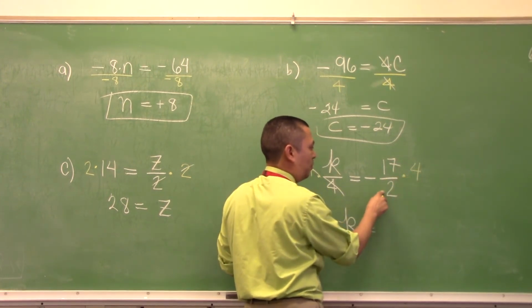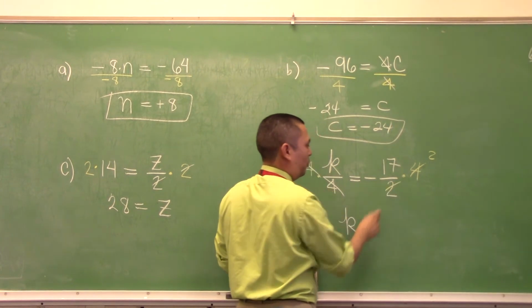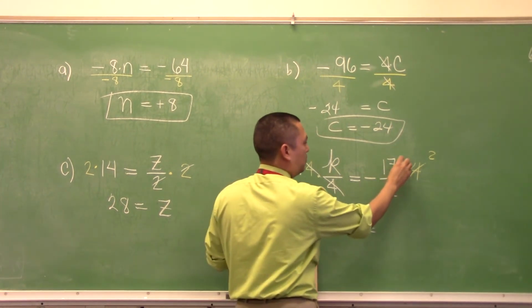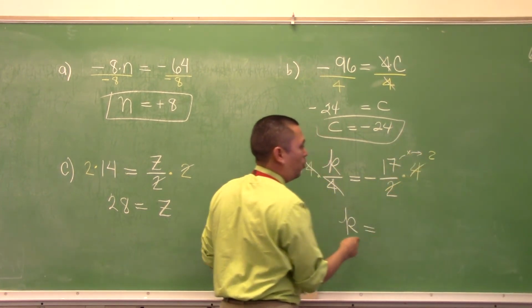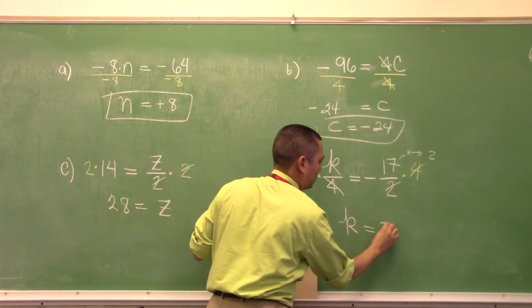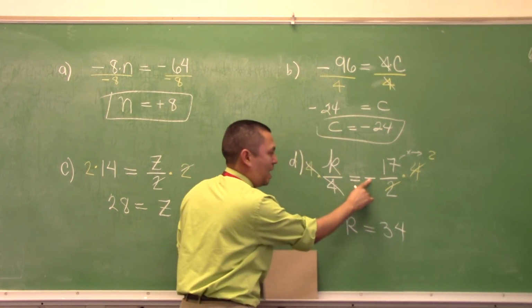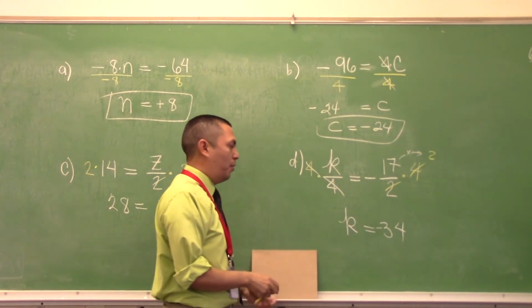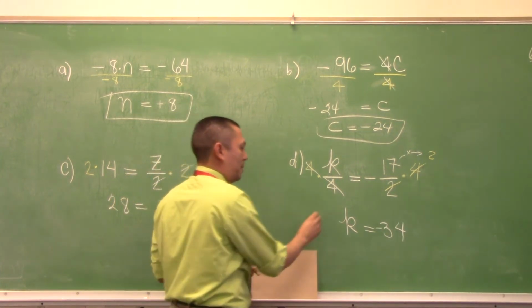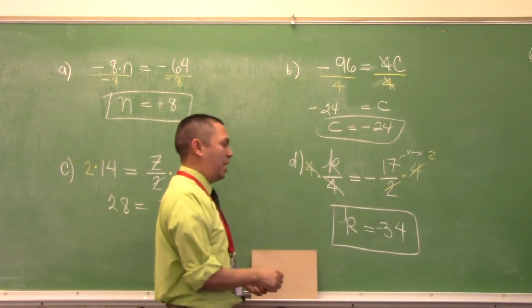4 is divisible by 2, so I have 2. This 2 goes away, and then you multiply 17 times 2, which is 34. And don't forget that you have a negative, so it's negative 34. That will be your solution: k equals negative 34.